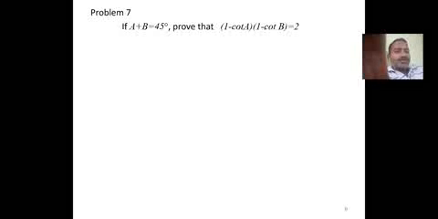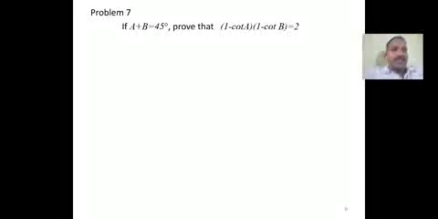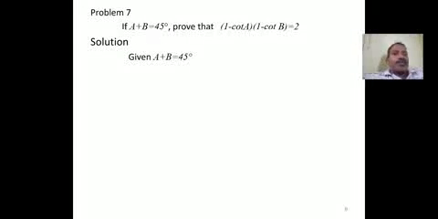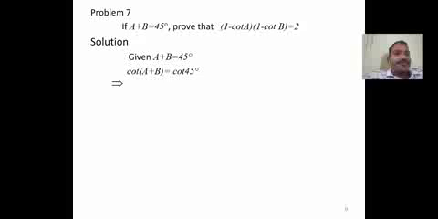If a plus b equal to 45 degrees, then prove that (1 minus cot a) into (1 minus cot b) equal to 2. The same, similar problem. Solution is, given that a plus b equal to 45 degrees, apply cot on both sides. Cot of (a plus b) equal to cot 45 degrees.